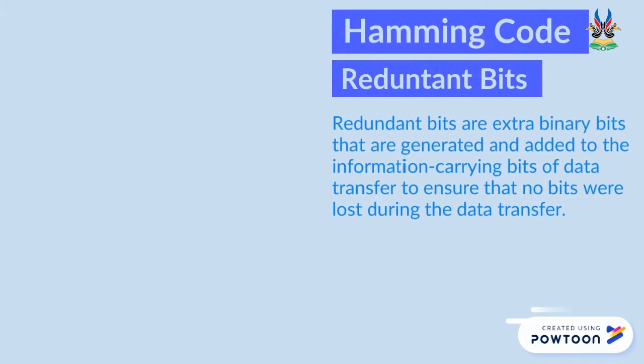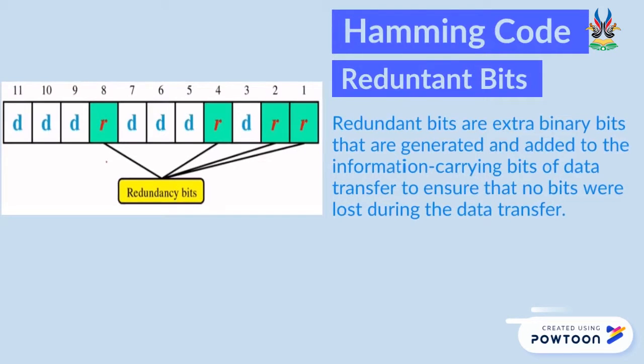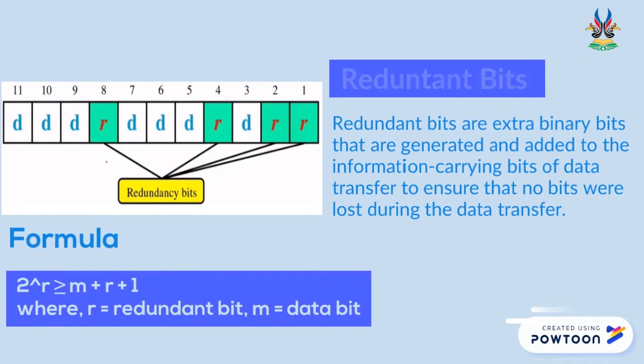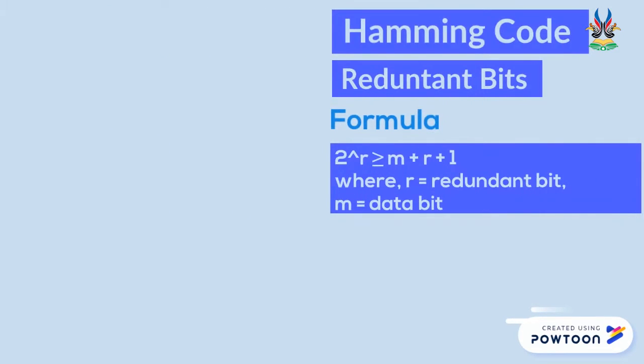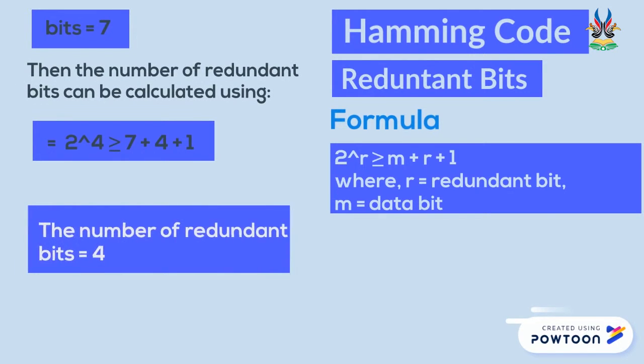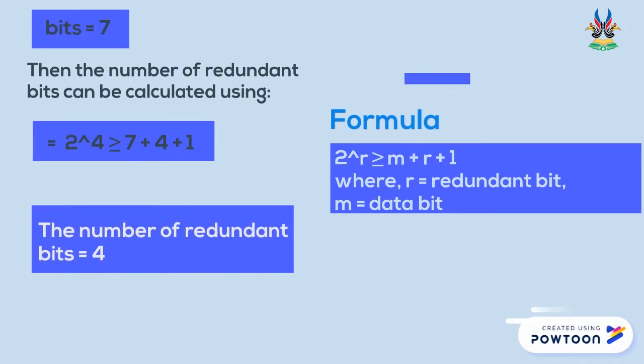Redundant bits. Redundant bits are extra binary bits that are generated and added to the information carrying bits of data transfer to ensure that no bits were lost during the data transfer. The number of redundant bits can be calculated using the following formula. Suppose the number of data bits is 7, then the number of redundant bits can be calculated using the formula, thus the number of redundant bits is 4.